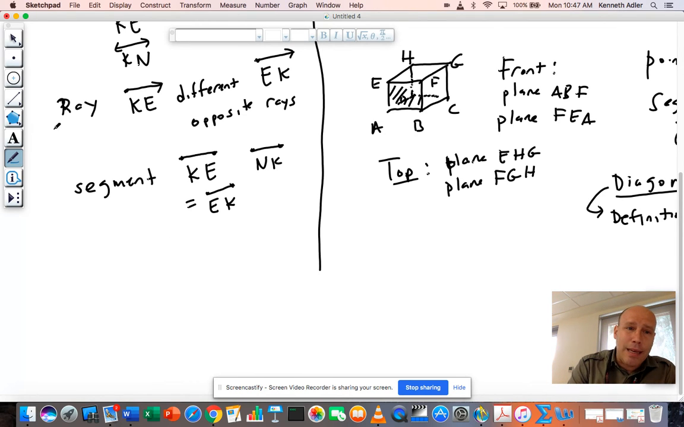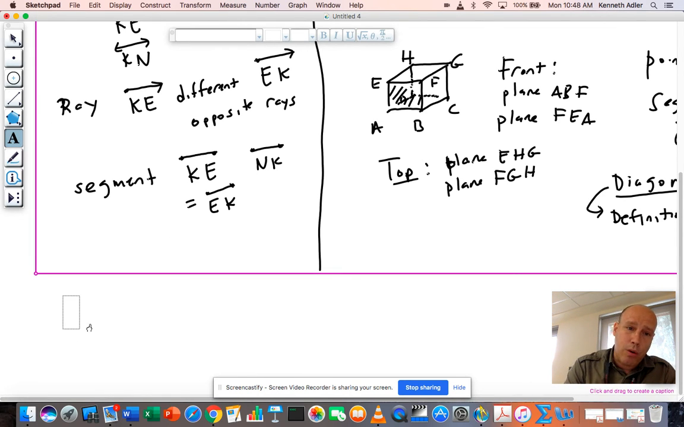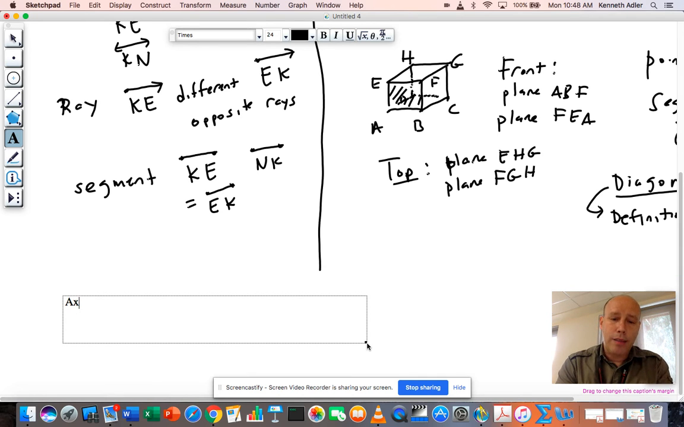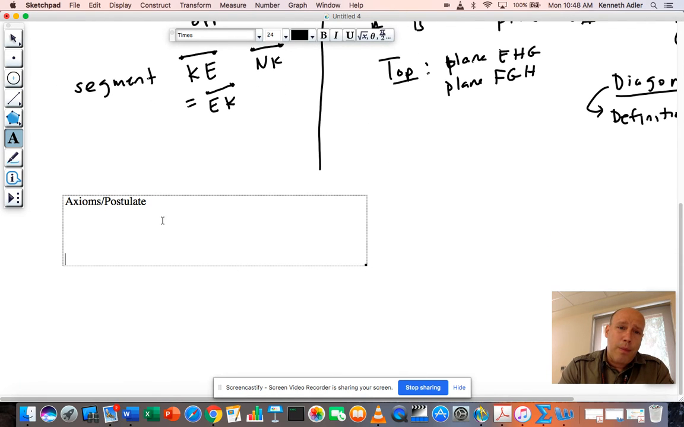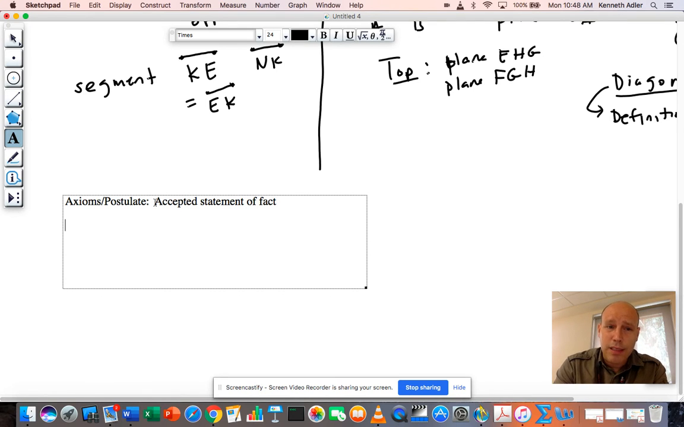The last thing we want to talk about is something called axioms and postulates. And this is going to be really important in our class. In this class, axiom and postulate mean the same thing. In more advanced logic classes, they might mean different things, but we're just going to assume it's the same thing. An axiom or postulate is basically an accepted statement of fact. In this class we're going to be proving a lot of things, but many times we just say, you know what, this is true.